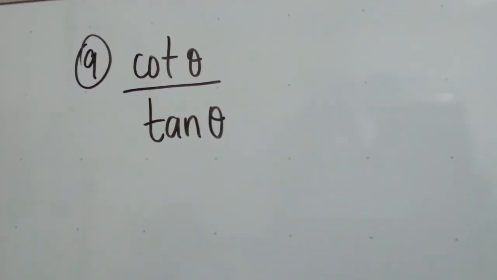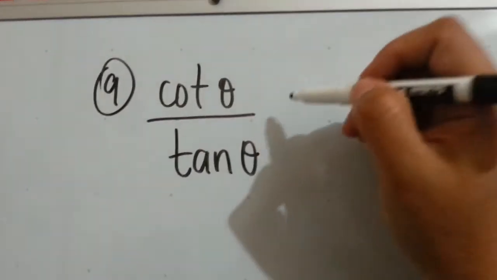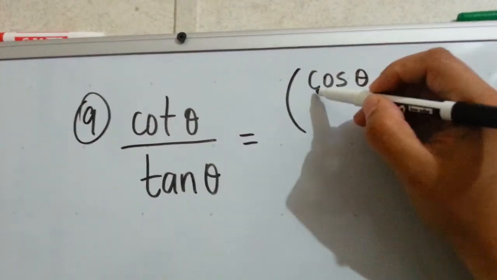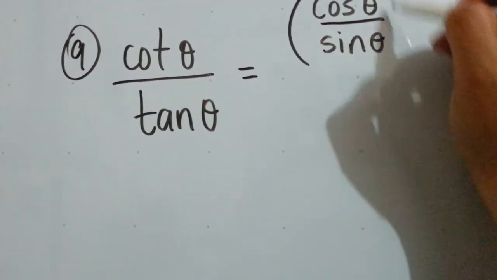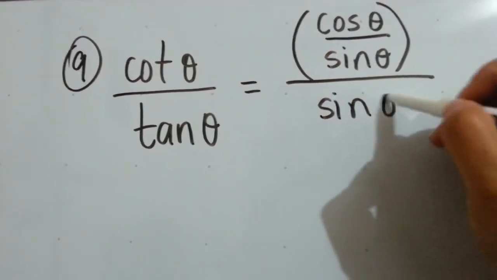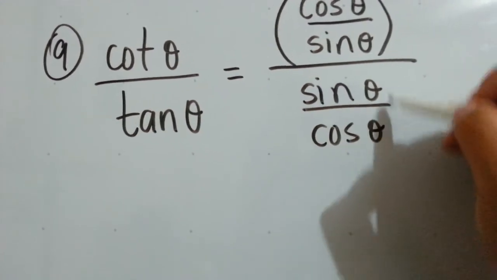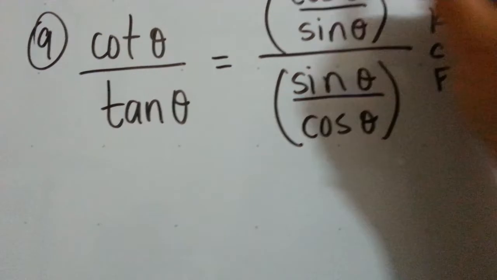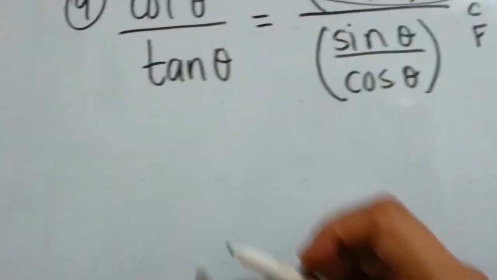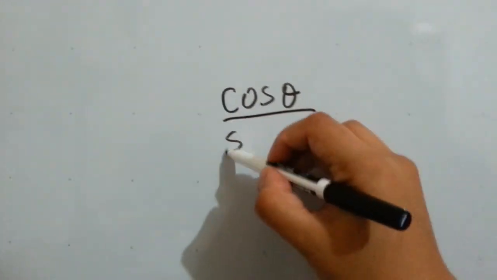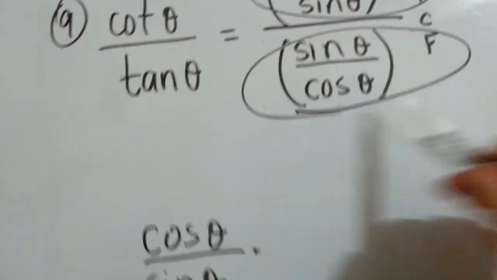Alright, for this problem, it's already one fraction, so we're going to rewrite it in terms of sines and cosines. Cotangent is cosine theta over sine theta. Tangent theta is sine theta over cosine theta. We're going to keep, change, flip. We're going to keep the numerator, and we'll multiply, and we're going to flip the denominator.